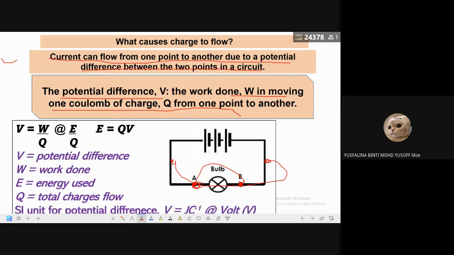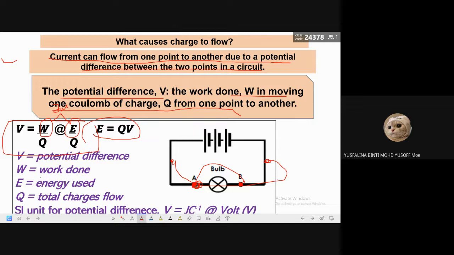So this is the formula for V. V is equal to W over Q or E over Q. I told you just now, E is energy, W is also energy because both have the same unit, right? So you can use both of them. To simplify it, E equals QV. So what is V? V is the potential difference, the work done to move 1 coulomb of charge from A to B, as an example.